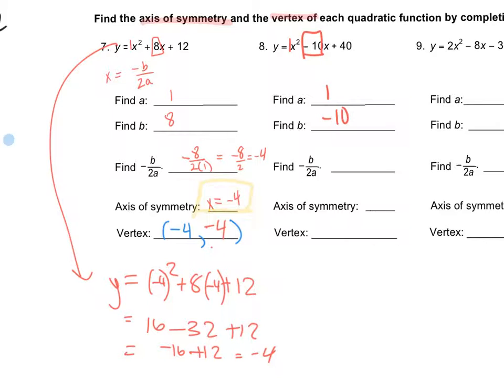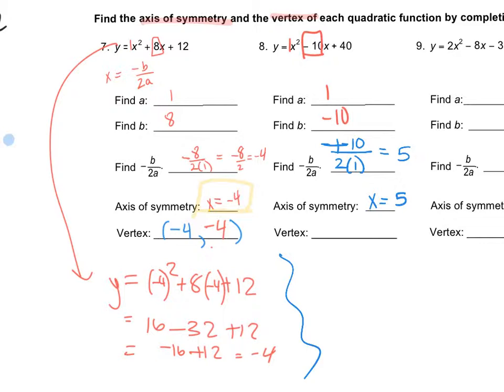So, hold up. I think you guys did that one already. So this is going to give me the negative of -10 over 2 times 1. That gives me 10 over 2, which is 5. That means the axis of symmetry is x equals 5. Don't forget, it's an x equal to. If you just wrote 5, it would be wrong.